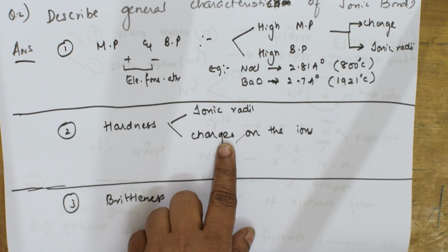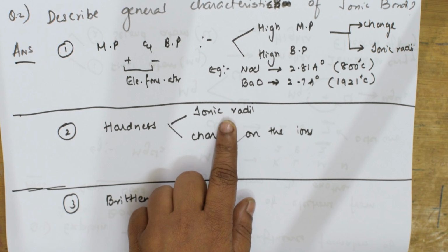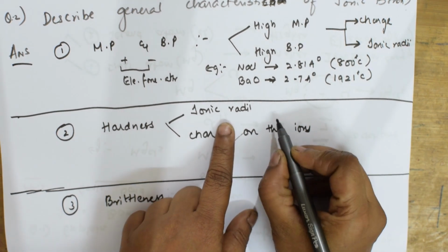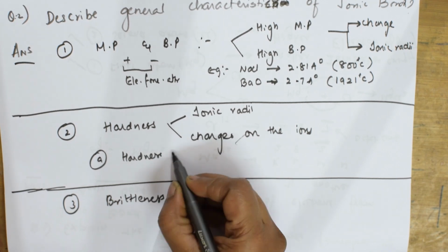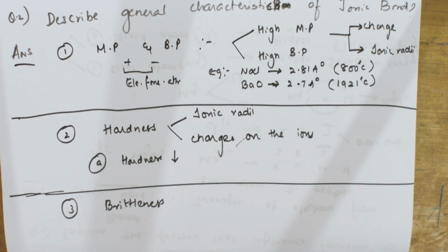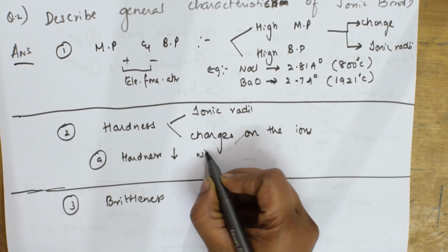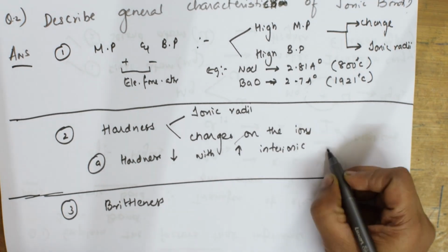Once again, let us come back. For a given ionic charge, hardness increases with decrease in interionic distance. Right? Let us write that. For the first case, hardness decreases with increase in interionic distance, for a given ionic charge, isn't it? Yes.